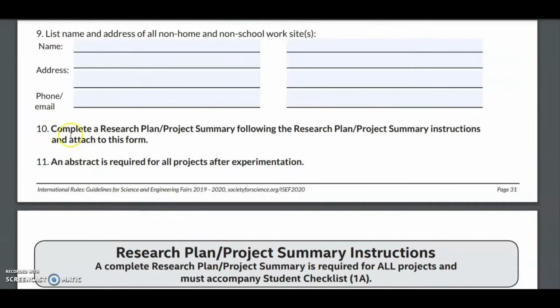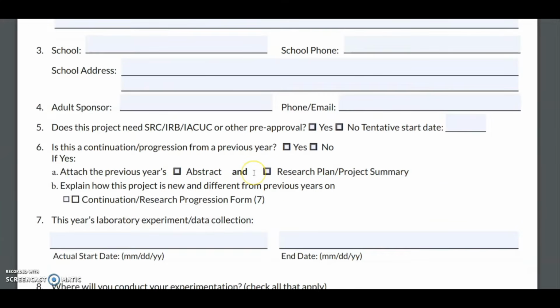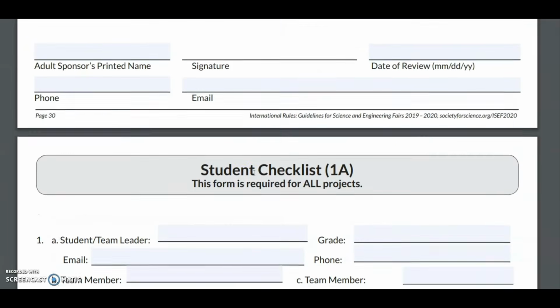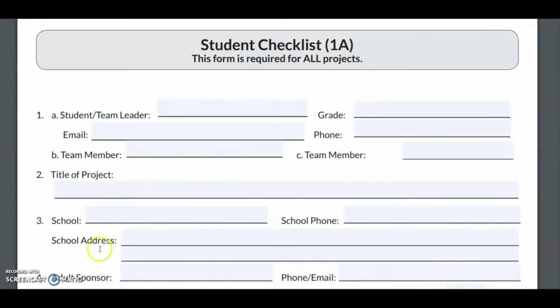And then this Form 1A also includes the research plan or the project summary instructions. It is all required for all projects, but let us skip that topic for a while because we will have a separate discussion for that. And of course, an abstract is required for all projects after the experimentation. So that's all for Research Form 1A or the student checklist.